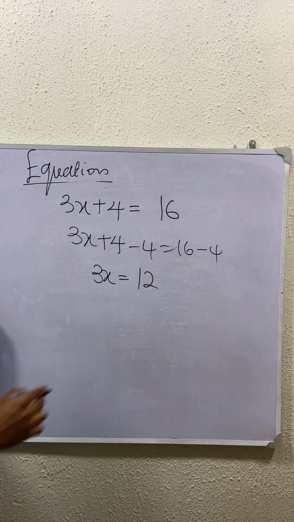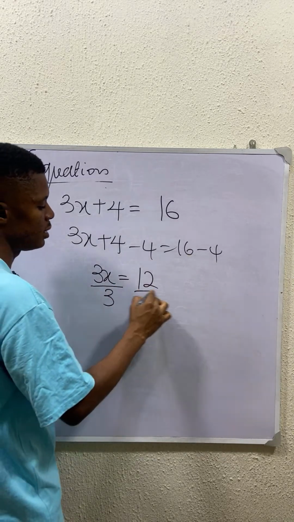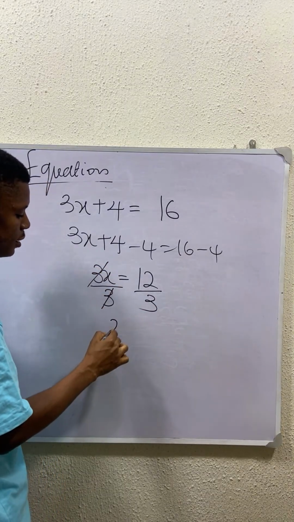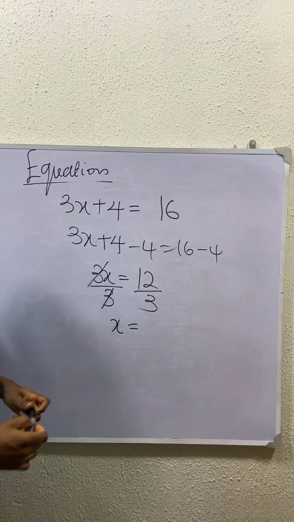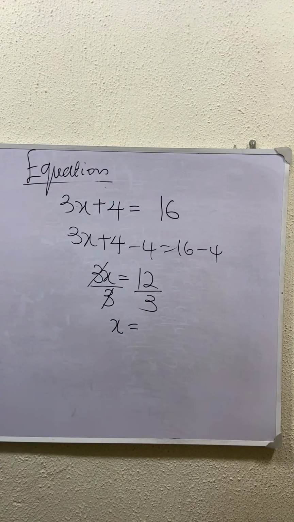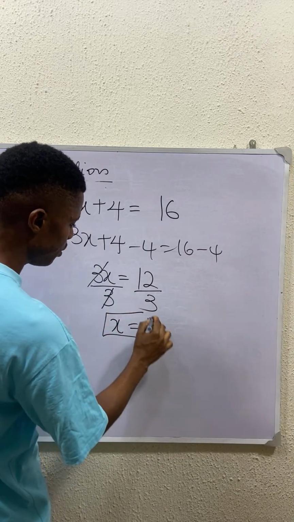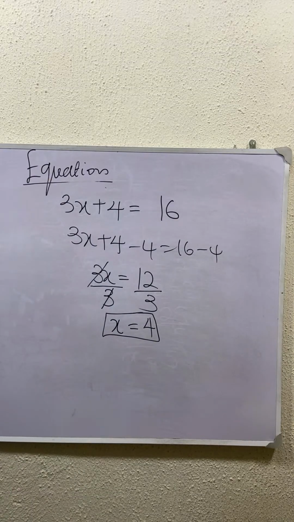So we divide the left-hand side by 3 and divide the right-hand side by 3. When you divide both sides by 3, x is equal to 12 divided by 3. What is 12 divided by 3? You have it as 4. So the value for x that can satisfy the problem is that x must be 4.